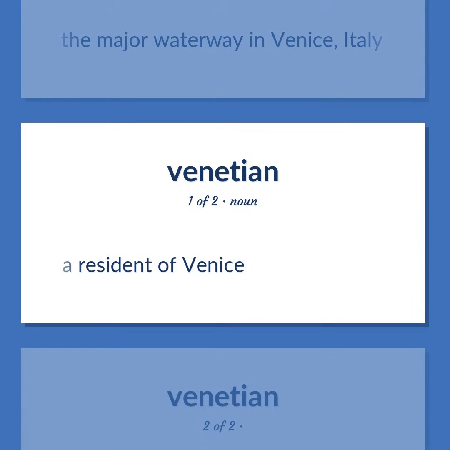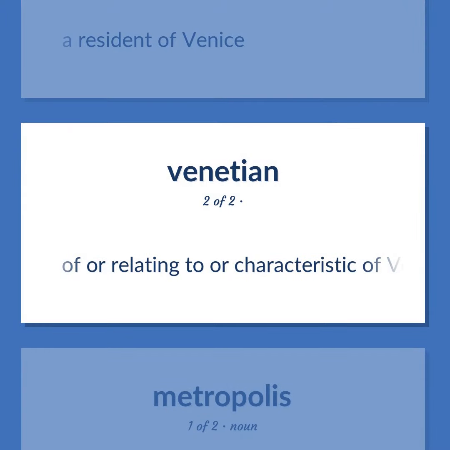Venetian: a resident of Venice. Of or relating to or characteristic of Venice or its people.